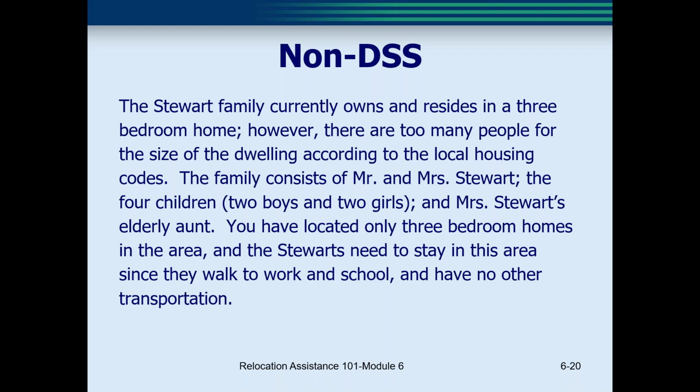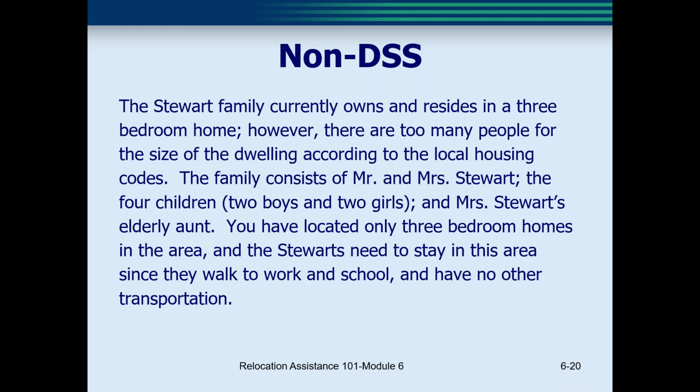So the Stewarts would be responsible for purchasing a replacement dwelling, and they would be responsible for contracting for the addition to add another bedroom. Now, the agency may also offer a newly constructed four-bedroom house as the comparable replacement dwelling. The estimated cost of construction, including the dwelling site, will establish the maximum price differential payment. If the Stewarts choose to build a replacement dwelling, they would contract directly with the builder for the construction of the replacement dwelling.